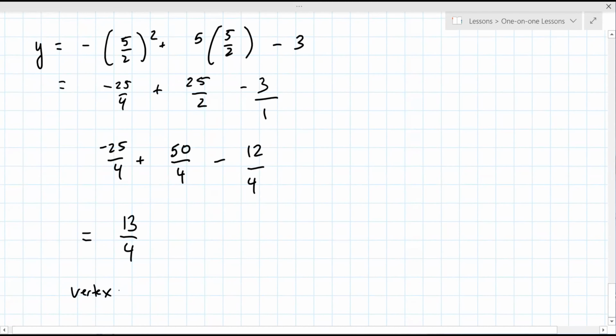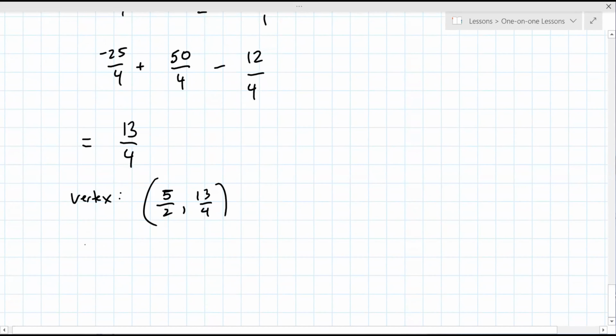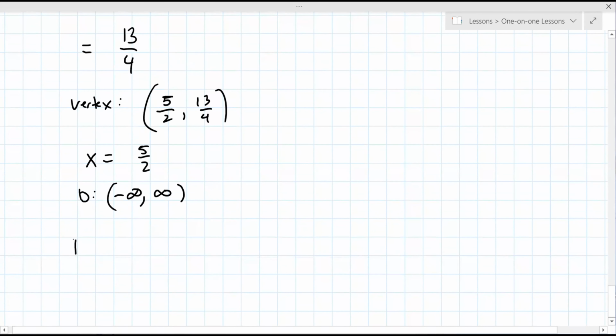So you got your vertex, 5/2, comma 13 over 4. The axis of symmetry is x equals 5/2. The domain is -infinity to infinity. The range this time, though, because it opens down, it's going to be minus infinity all the way up to the y coordinate of the vertex, and it's always a bracket. Okay.